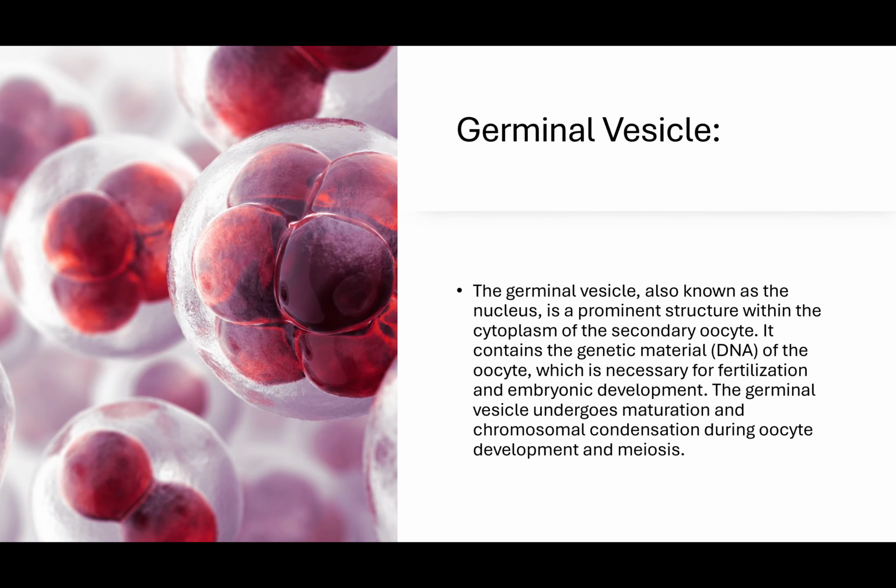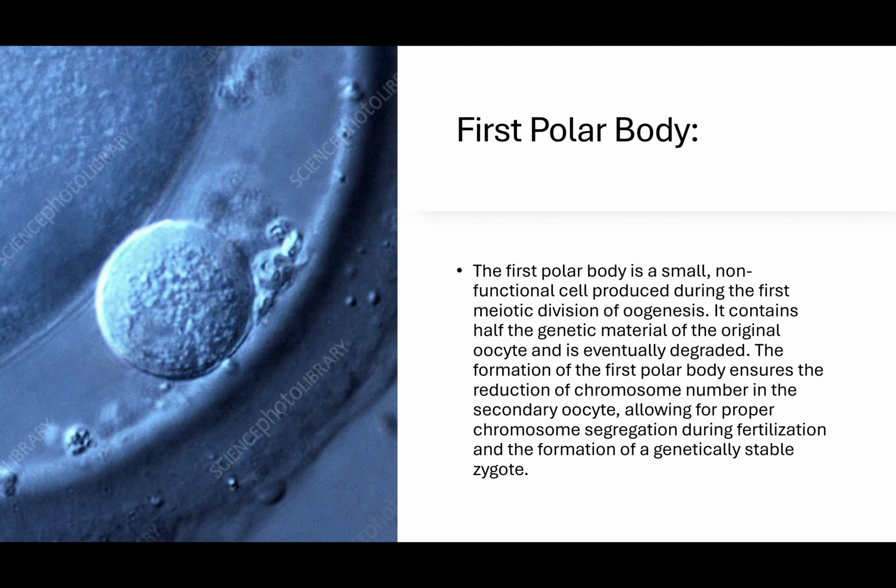All right. The first polar body. The first polar body is a small non-functional cell produced during the first meiotic division of oogenesis. I should have been speaking about the second polar body, but it's basically going to be here. It contains half of the genetic material of the original oocyte and is eventually degraded. The formation of the first polar body ensures the reduction of chromosome number in the secondary oocyte.